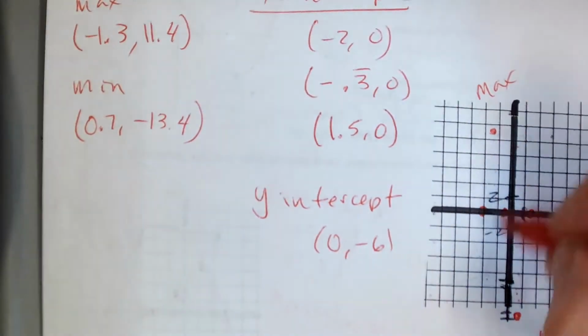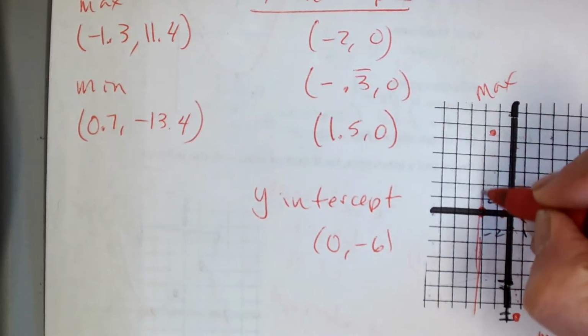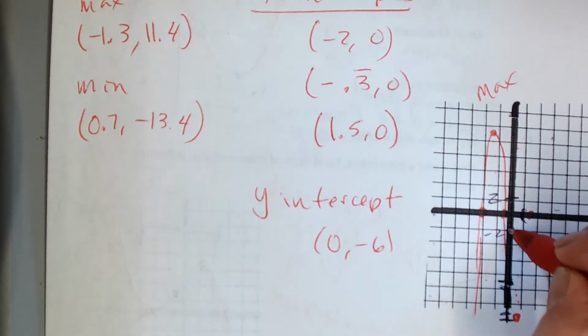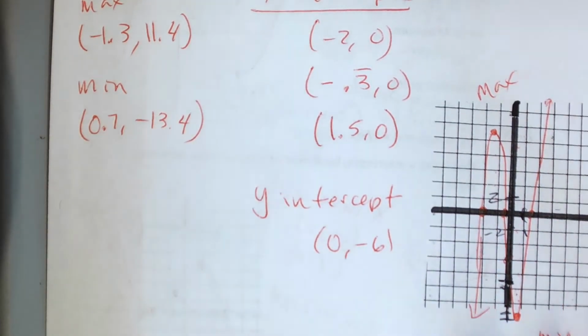Okay, so now here's what my graph looks like. Oh, lousy graph. Sorry, you guys. Terrible artist. Oh, and we got 2, 4, 6. We got that one there too. Okay, there's my graph. Lousy looking graph, right?